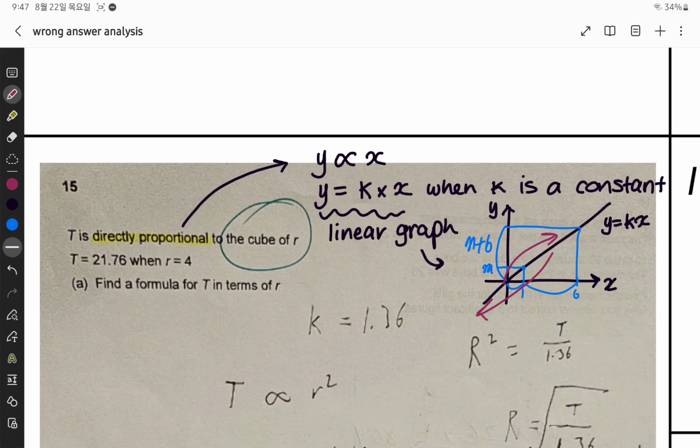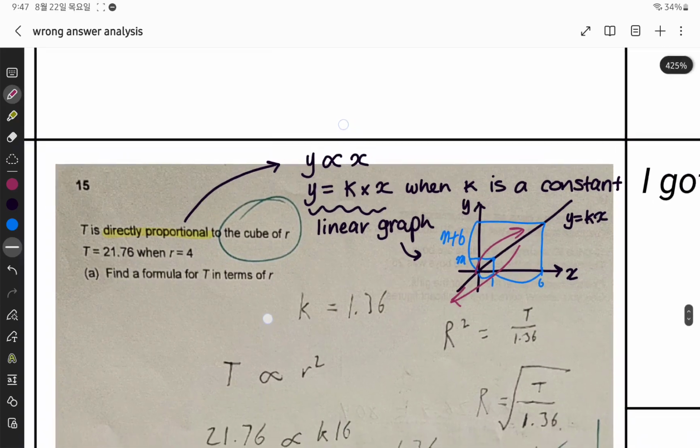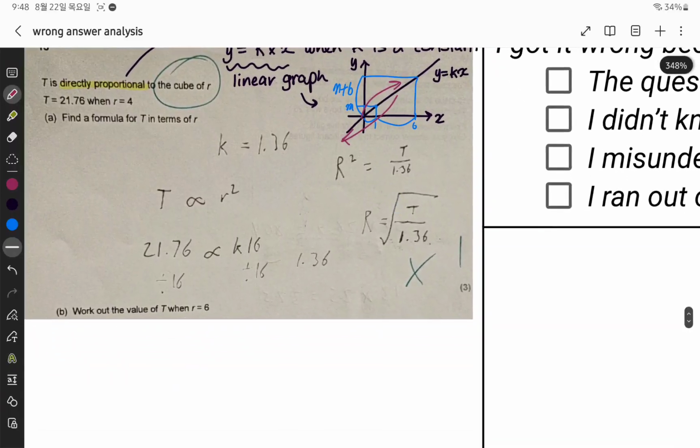In this problem, we can read that t is directly proportional to the cube of r. So we're going to represent it just like we did with y and x. So t is directly proportional to the cube of r, like that. And then we can also write that t is equal to k times r cubed, right? It gives us that t is 21.76 when r is equal to 4. So we're going to plug that in.